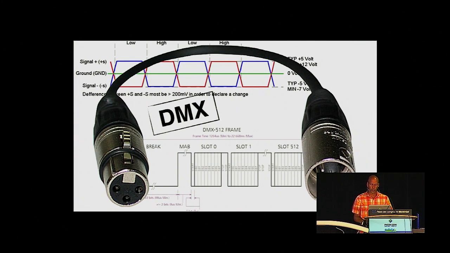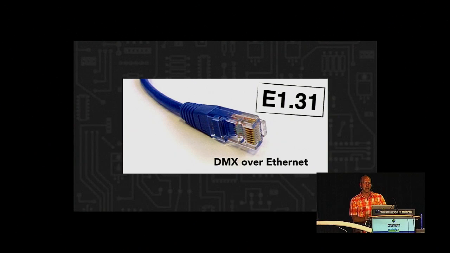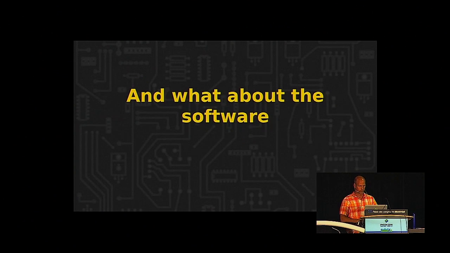So the evolution of the protocol moved towards wrapping these data packets into Ethernet packets. It has a very catchy name, E1.31, as the standard in the lighting industry now for sending DMX over Ethernet. And it is in fact this protocol that has now become the most common way of controlling the lighting circuitry. Now that we're talking about Ethernet, we can start talking about software that runs in a familiar operating system environment. And let's talk about that.